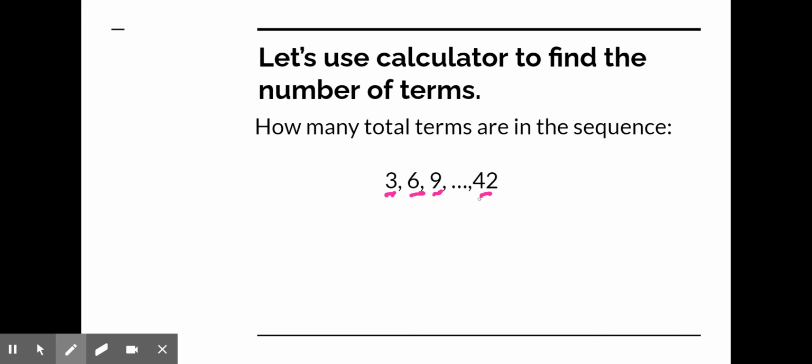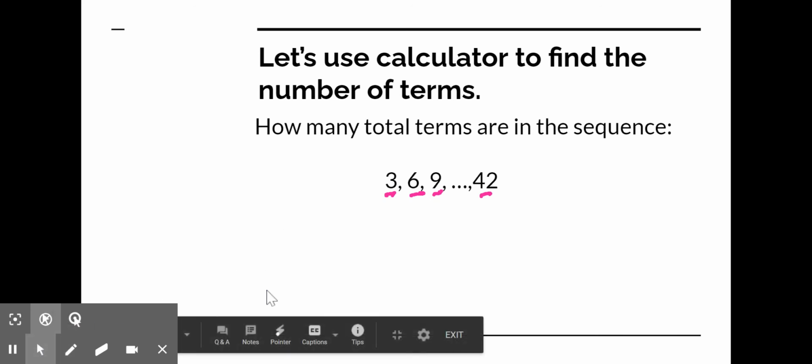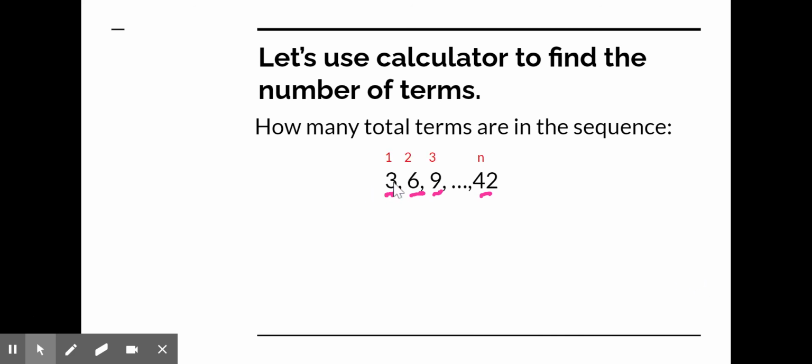Well, that's not very helpful because we don't know how many terms it's going to take to get to 42. So here's where your calculator can be a big help. Again, number your terms: 1, 2, 3. And for this term in the future, term 42, we're just going to give it a term number called n. So n is the term number when you don't know exactly what it is. That's like the variable we use. It's similar to the x. It's the independent variable, so it's used in the same exact way as x is used.